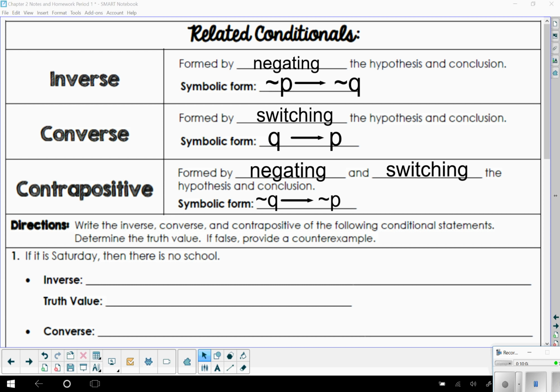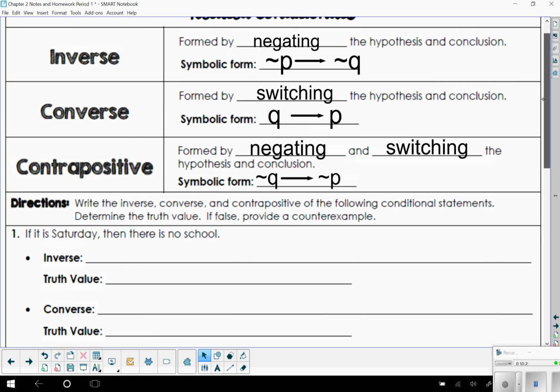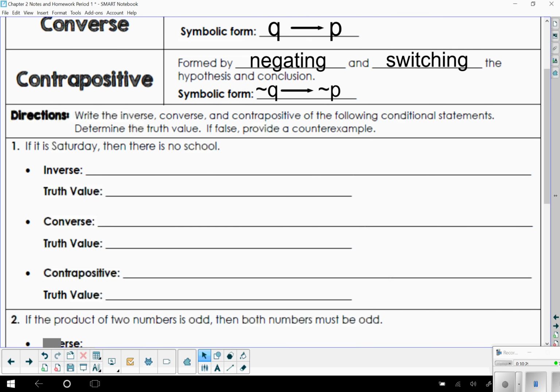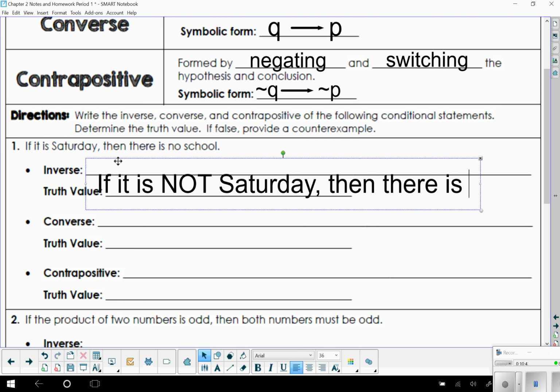All right, so let's look down here, example 1. We're going to write all the different ways for this to happen. So if it is Saturday, then there is no school. We're looking at the inverse. We go up, and all we want to do is negate both sides. So if it is not Saturday, then there is no school.